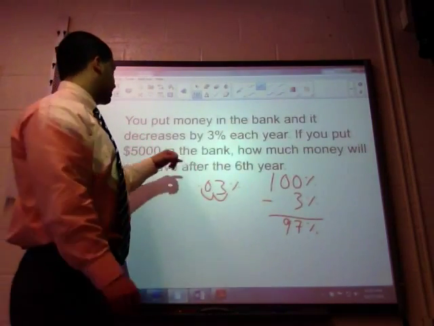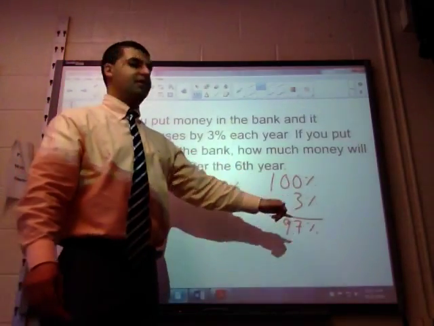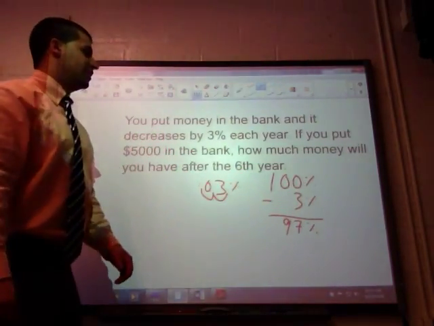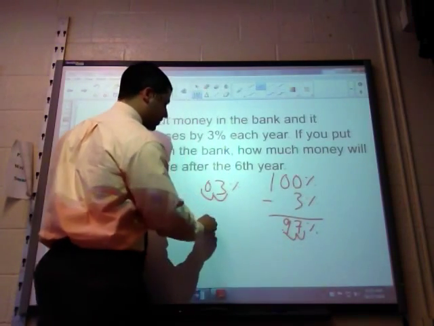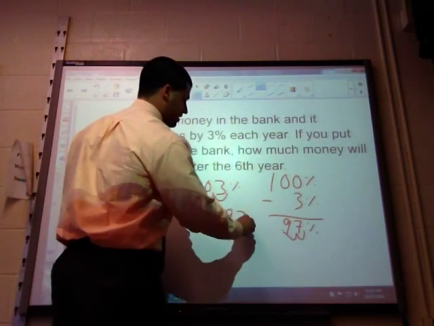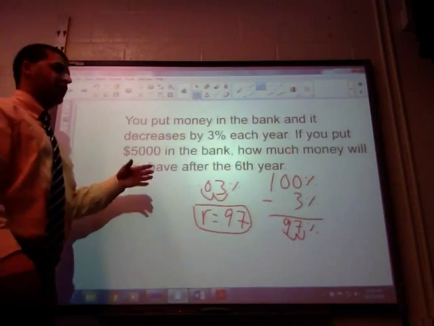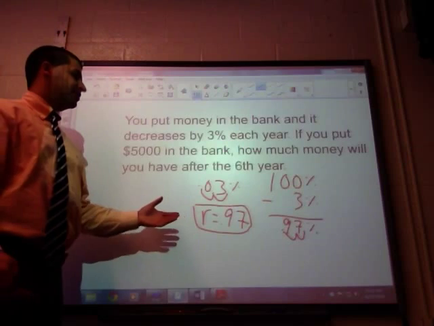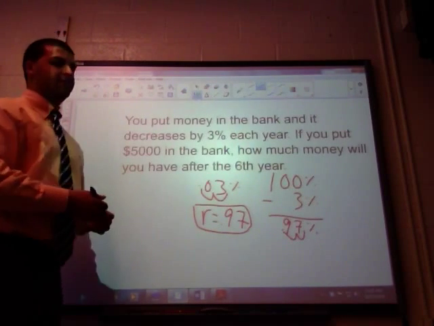Okay, so if you're starting with 100% of your money, right, $5,000 is what you put in, you're losing 3% each year. Apparently stocks are going down. And then you want to convert this into the decimal. So your common ratio here would be 0.97. All right, and then that's what you would use to create your geometric equation, or geometric sequence formula, for this problem. You just plug in all the other information.